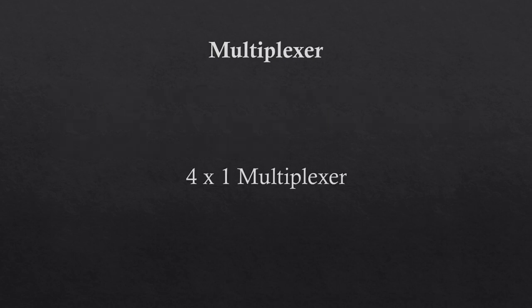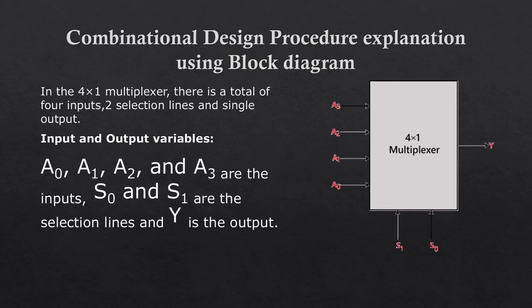So for the sake of simplicity, we are considering a 4 cross 1 multiplexer, and the combinational design of a 4 cross 1 multiplexer is explained here. So basically it has a total of 4 inputs, 2 selection lines and only one output. According to our design, the input and output variables are a0, a1, a2 and a3, which are the inputs. The s0 and s1 are the selection lines, and y is our output.